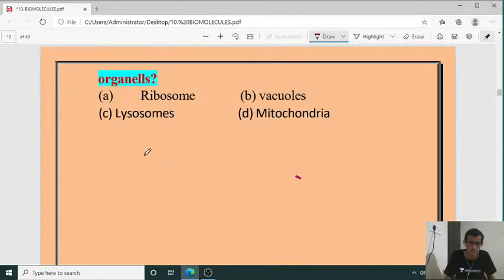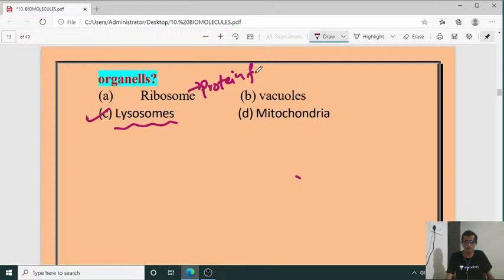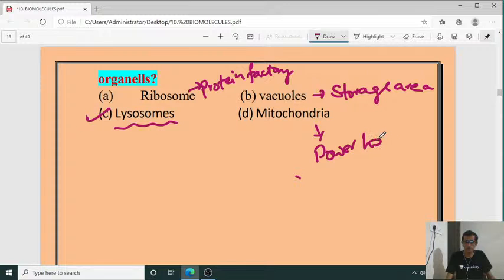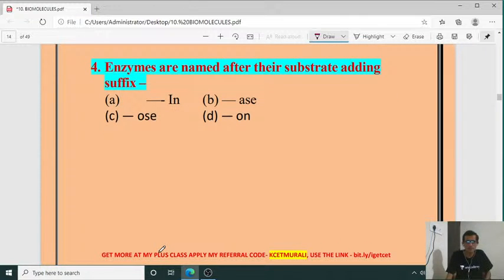Third question answer is lysosomes. Ribosomes are the protein factories, vacuole is the storage area, and mitochondria is the power house of the cell. So the right answer for question number three is lysosomes. Then the fourth one: enzymes are named after their substrate by adding the suffix.